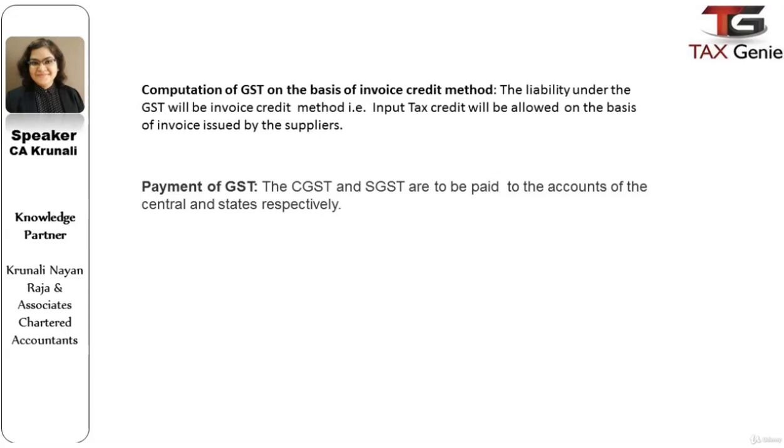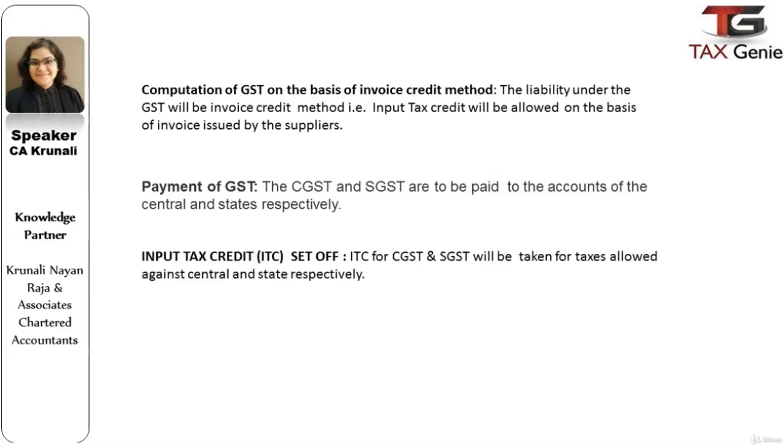Next feature is that central GST and state GST are to be paid to the accounts of central and state governments separately. And lastly, input tax credit set off between CGST and SGST is not allowed. Set off between CGST and IGST and SGST and IGST is allowed under GST.